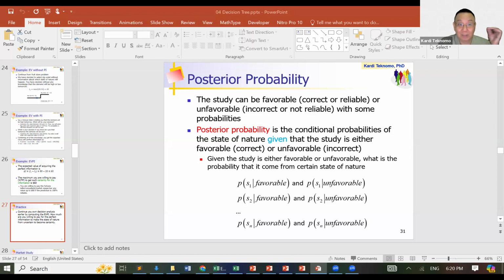Okay, so again, the study can be favorable or unfavorable with certain probability. So posterior probability is the conditional probability of the state of nature given that the study is either favorable or unfavorable. It's just the reverse. So given the study is either favorable or unfavorable, what is the probability that it comes from a certain state of nature?